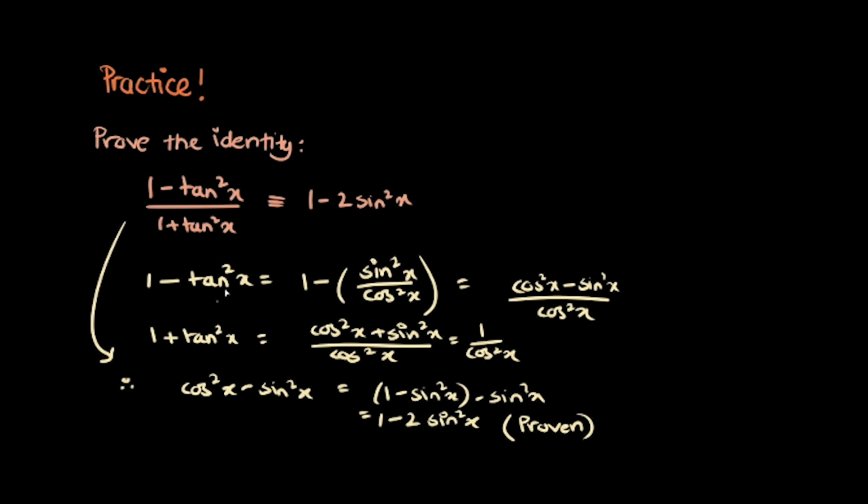Substituting tan square x with sine square x by cos square x, we obtain the following expressions. In the second part, we replace cos square x plus sine square x with 1. Plugging this into the equation, we get cos square x minus sine square x, and our aim is to make the entire expression expressed with sine x. So we substitute once again, this time removing cos square x, and hence end up with the right hand side proven.